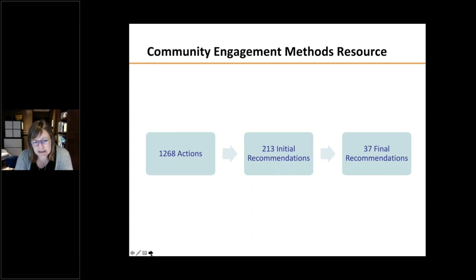From those 50-ish studies, the students extracted over 1,200 different actions that had been described around how to engage with community. And so then we started this synthesis process where we boiled it down to about 213, which still felt to be fairly unmanageable. And so we put some more groupings together and came out with 37 final recommendations. And that's what I'm going to walk through today, giving some examples about how this can be enacted along different stages of research.